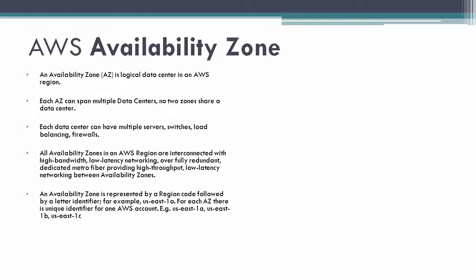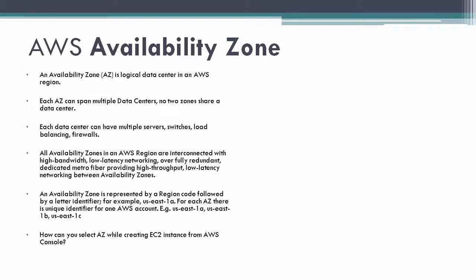It is followed by the region. Suppose first is us-east-1, which is the region name, and the letter A indicates the availability zone. Like us-east-1a, 1b, 1c. This means that in us-east-1 there are three availability zones: 1a, b and c.